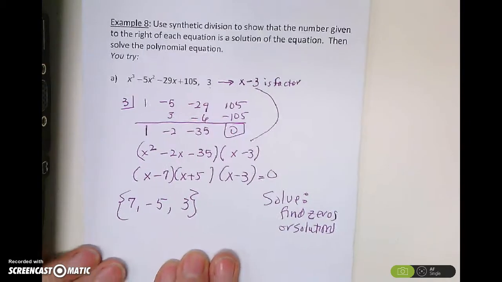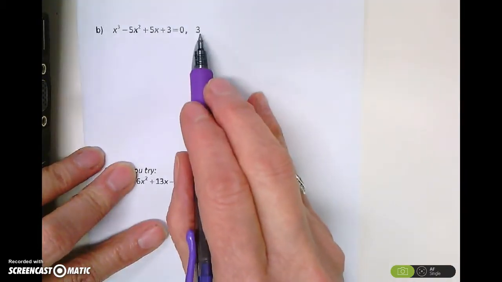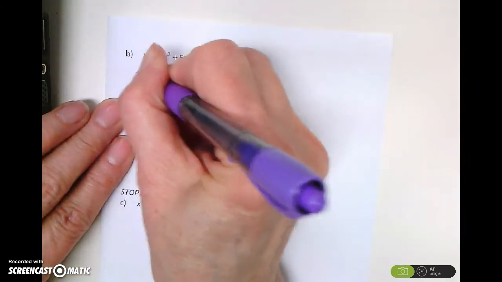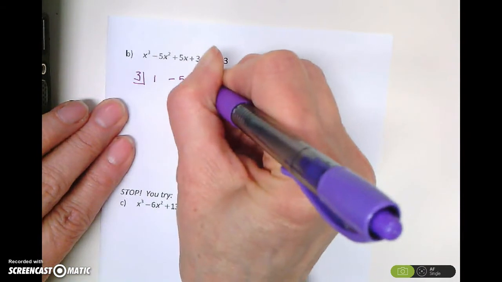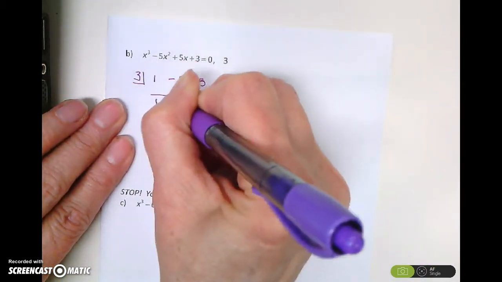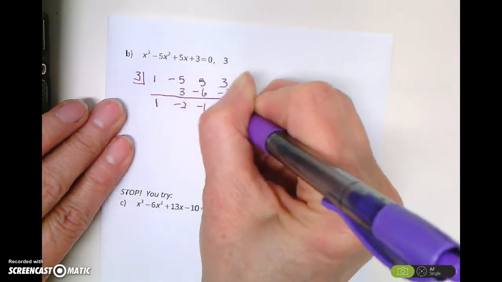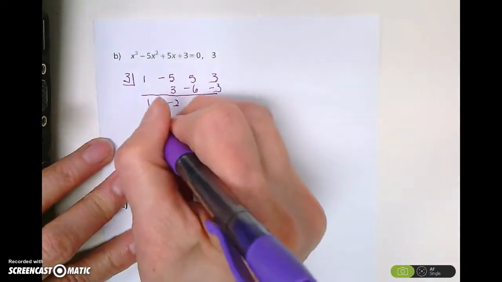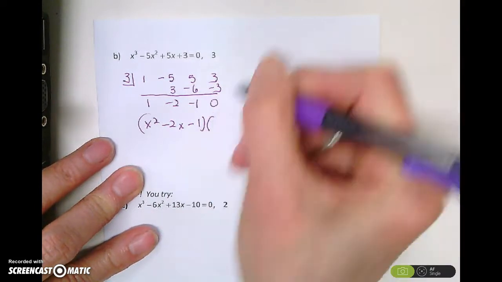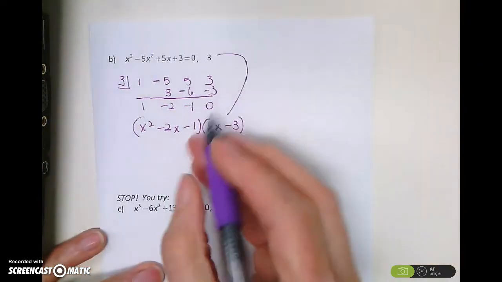Oops. Guess I should show that. All right, so example B also has 3 as a solution. So we're going to check that out and do the synthetic division. So 1, negative 5, 5, 3. Draw the line: 1, 3, negative 2, negative 6, negative 1, negative 3, 0. So that's going to leave me with x squared minus 2x minus 1 as that factor. And then this one gives me an x minus 3.